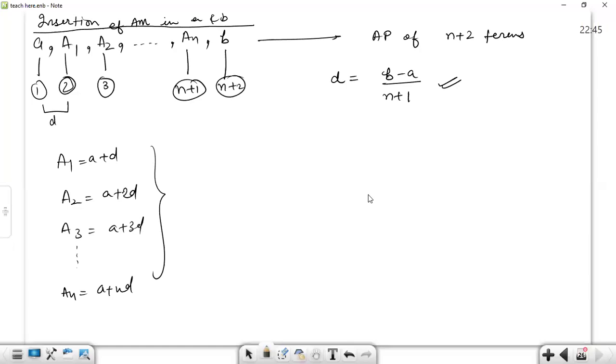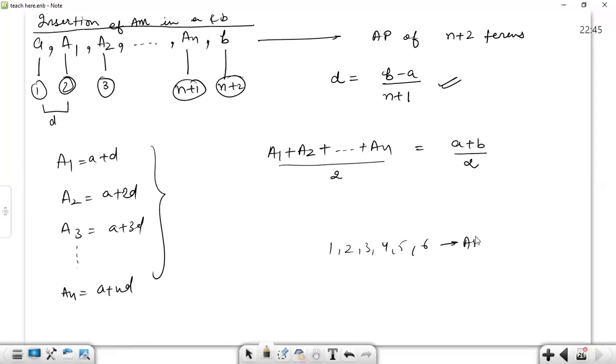Any doubts, anyone? If any doubts, please ask. One more thing: the arithmetic mean of the first and last terms is equal to the arithmetic mean of the two numbers. This is also true for any arithmetic progression. If there are numbers 1, 2, 3, 4, 5, 6, let's say these are in AP with common difference of 1. If we take the arithmetic mean of these and of these two terms, it will be equal.